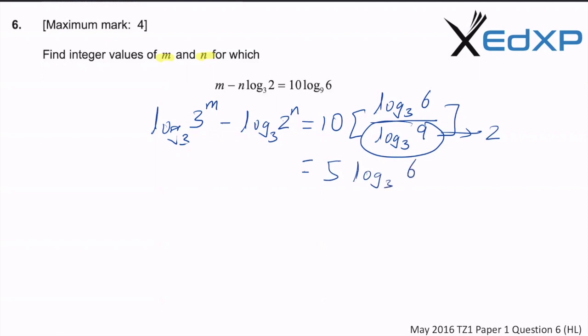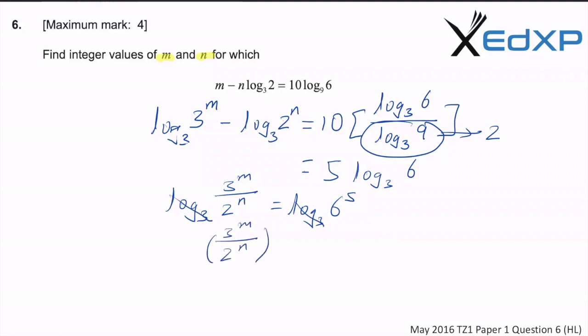I can simplify the left-hand side by combining both logs. Okay, so it'll be 3 to the n over 2 power n. Okay, this is the second log rule. And I can also bring the 5 up over here. Okay, as we can see, it becomes very simple. I can actually cancel out the log 3's. So I'm left with 3n over 2n equals to 6 to the 5, which I can change to 2 to the 5, 3 to the 5.